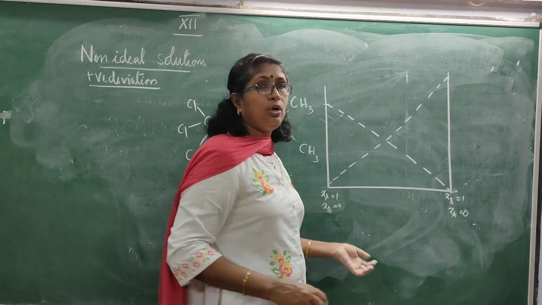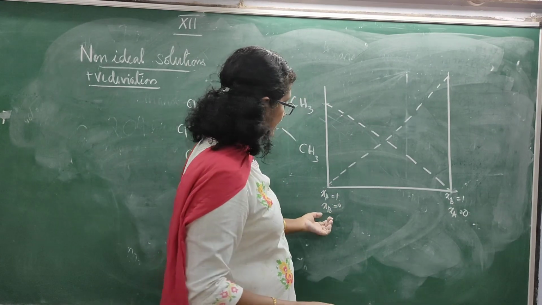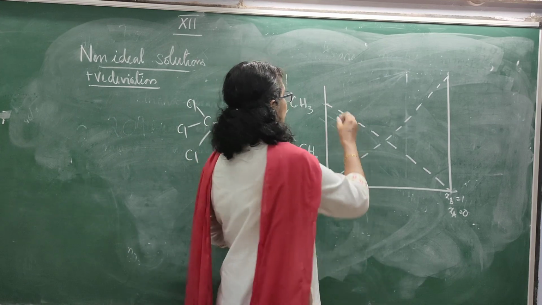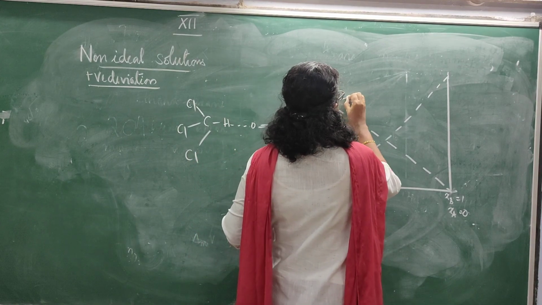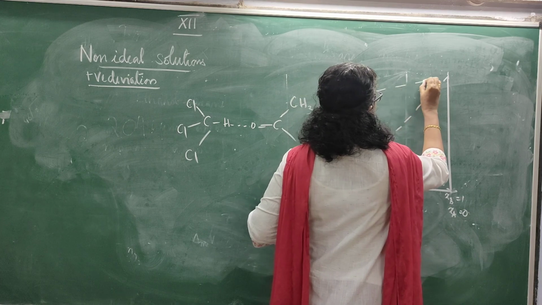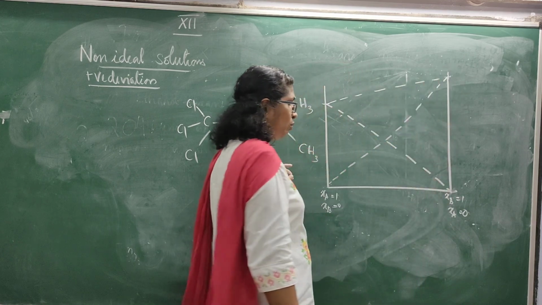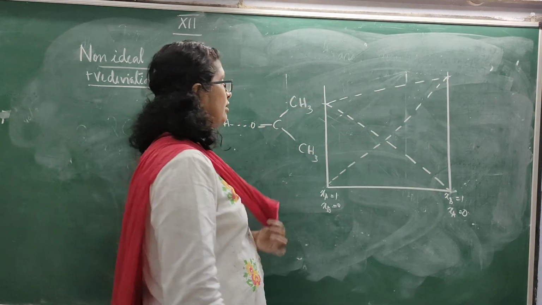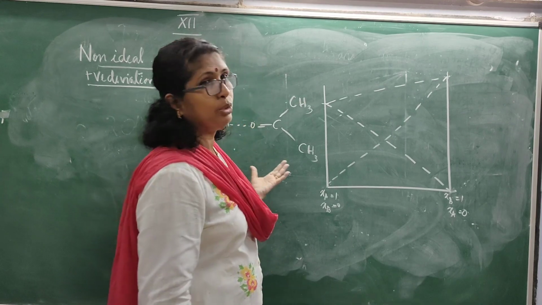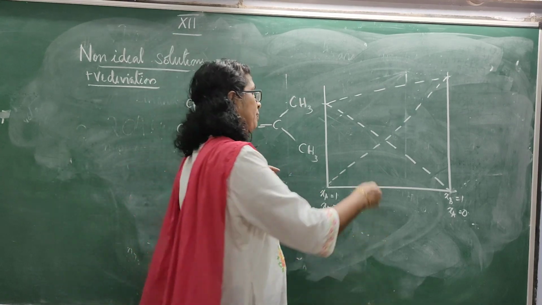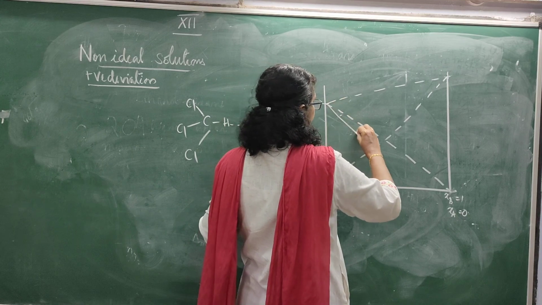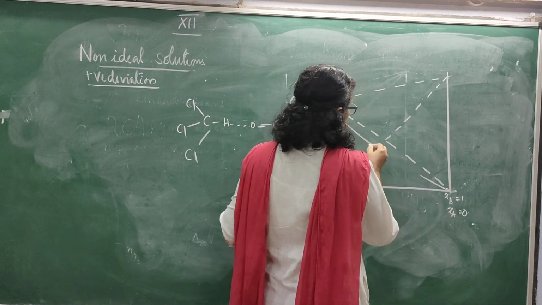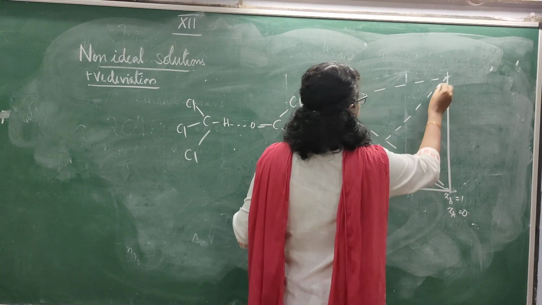So XA is equal to 1 and XB is equal to 0, and this is what we expect. This is our ideal solution. Now what happens is when a new interactive force is formed, vapor pressure will decrease. So what we get is a curve like this.